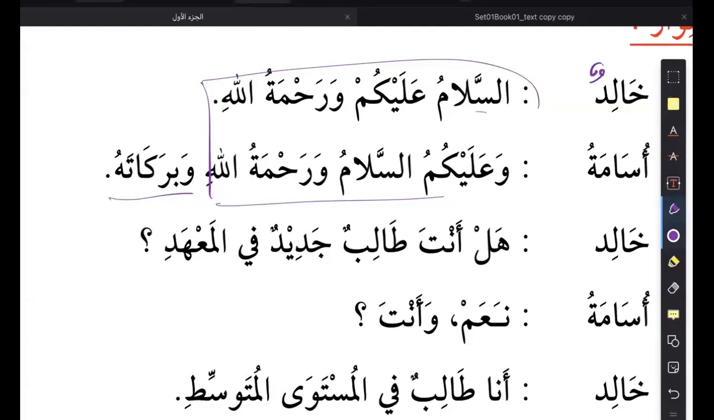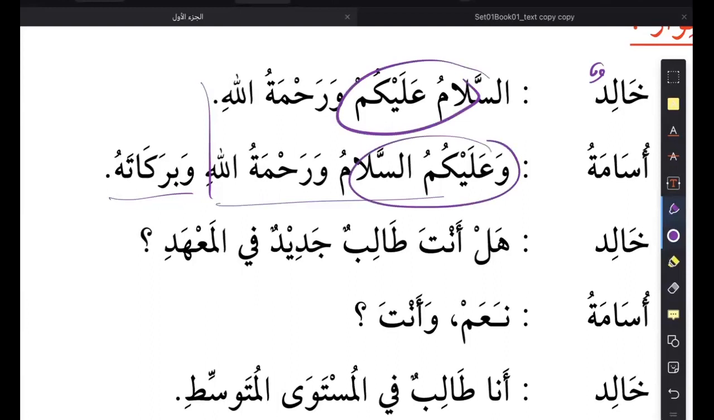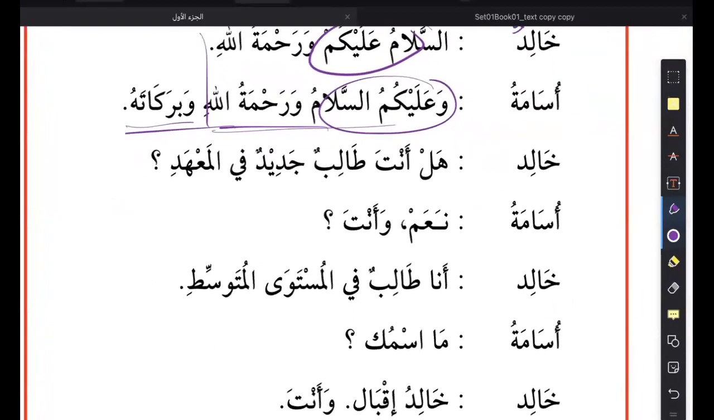So if somebody says assalamu alaikum rahmatullah, you can say wa alaikum assalam. That would be wrong. Okay, if he says assalamu alaikum, only this one, then you can say wa alaikum assalam. Then you can add rahmatullah, whatever you can. Okay, so this is something I'm pretty sure we already know.